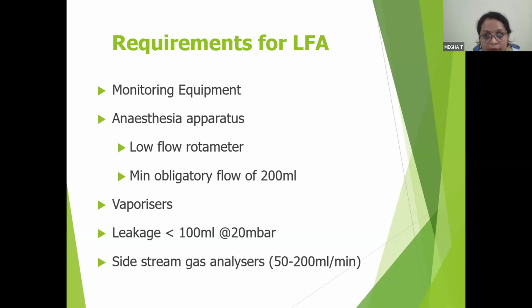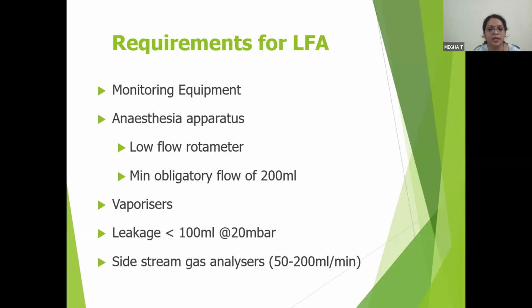So monitoring equipment, I'll tell you in detail. Anesthesia apparatus, low flow rotameter. It is said that a rotameter which goes as low as 50 ml per minute should be there. But as we know, in some of the machines, there is a safety mechanism, that is a minimum obligatory flow of 200 ml is maintained even when you come down in order to avoid hypoxia. So this can be a hindrance, especially in low flow anesthesia.